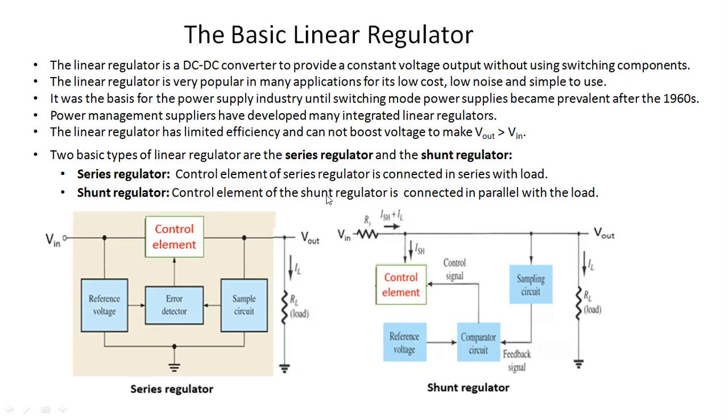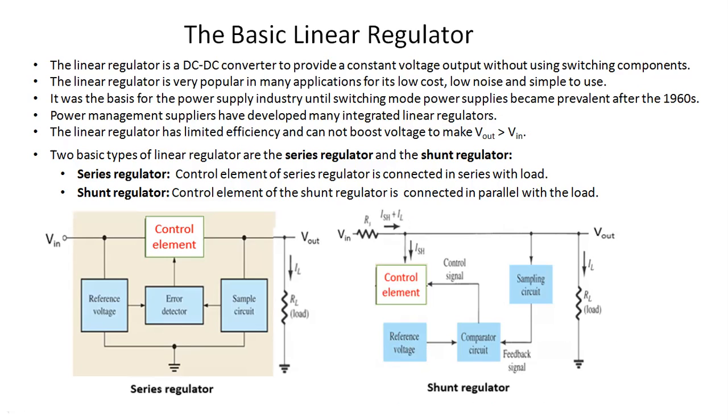Now, when the control element is in parallel with the load resistance, we give a feedback signal to the comparator circuit, and it compares that voltage with the reference voltage. Here also we use the Zener diode for the reference circuit.